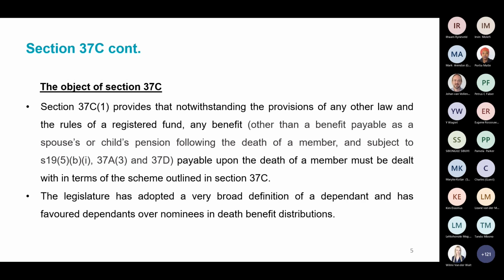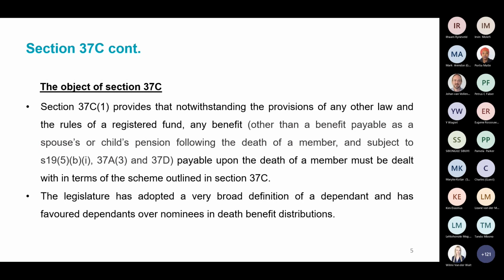The object of section 37C. So section 37C1 provides that notwithstanding the provisions of any other law and the rules of the registered fund, any benefit, of course subject to certain exceptions, which I have in the presentation, payable upon the death of a member must be dealt with in terms of the scheme outlined in section 37C. So the legislature has adopted a very broad definition of a dependent, as I intimated earlier, and has favored dependents over nominees in death benefit distributions.